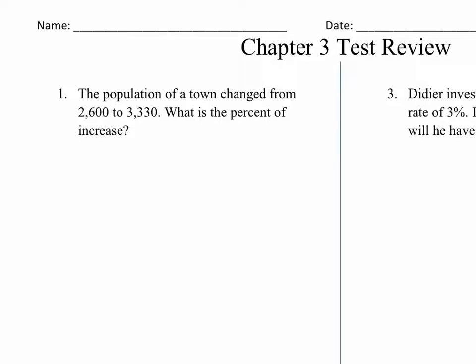Chapter 3, Test Review. Number 1. The population of a town changed from 2,600 to 3,330. What was the percent of increase?